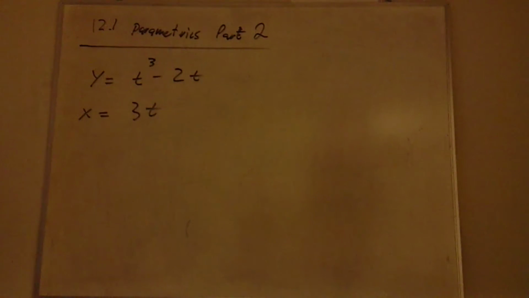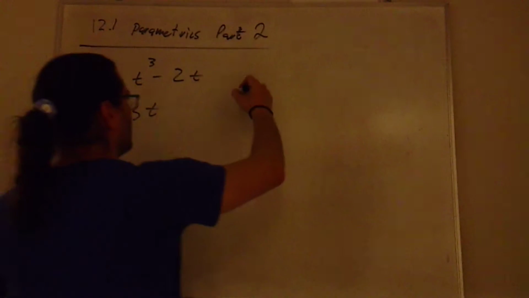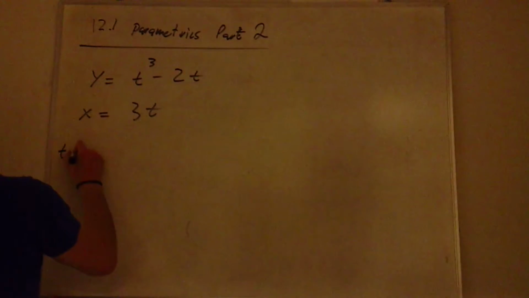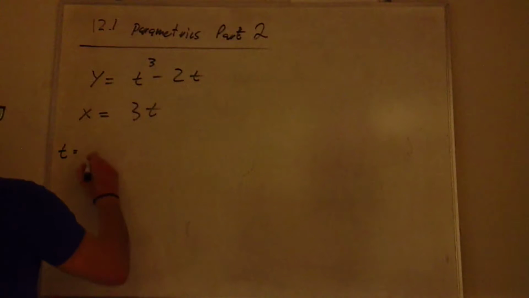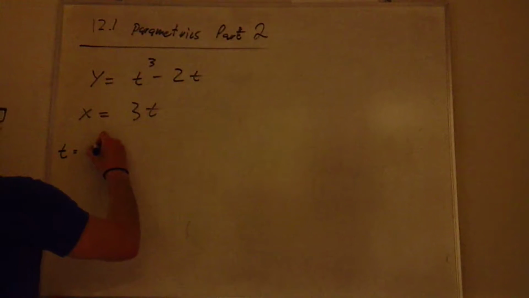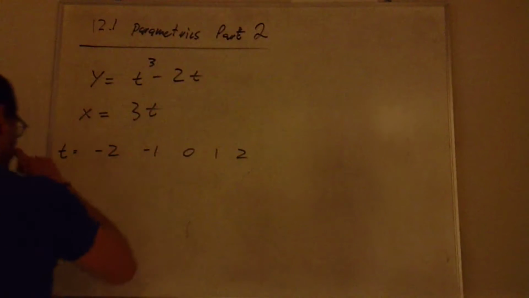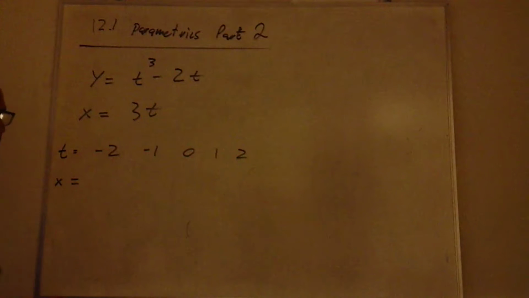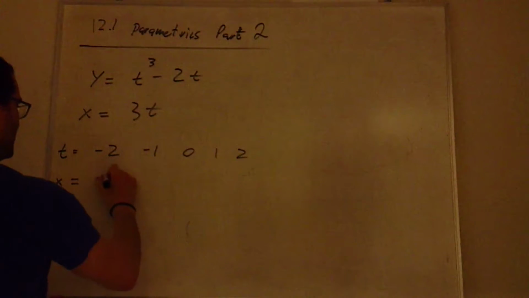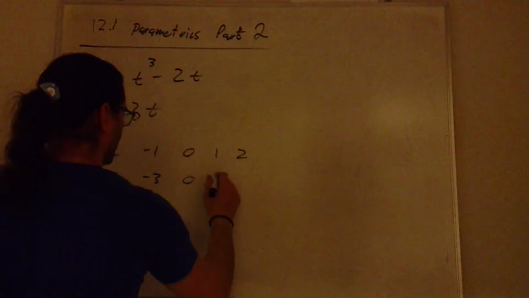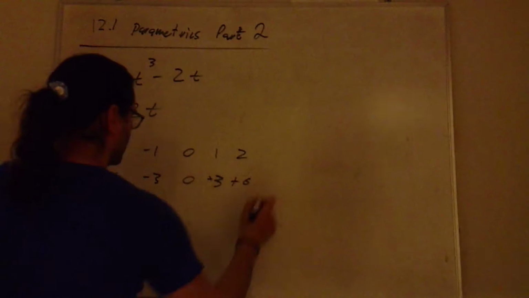So, as usual, I'm going to start with a table of values. I need a row for the t values I'm going to use. I'm only going to go with 5 this time. Let's go with -2, -1, 0, 1, and 2. And I need some x values. The x values corresponding to these will just be -6, -3, 0, positive 3, and positive 6.